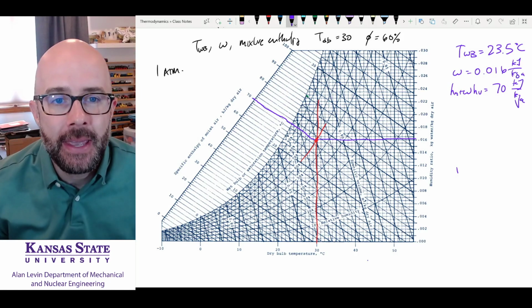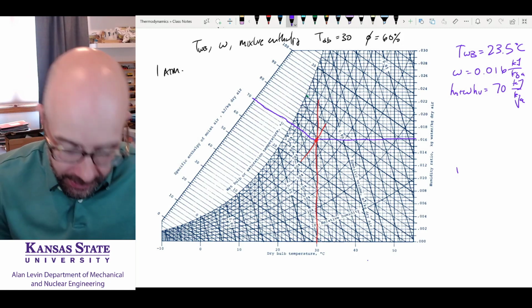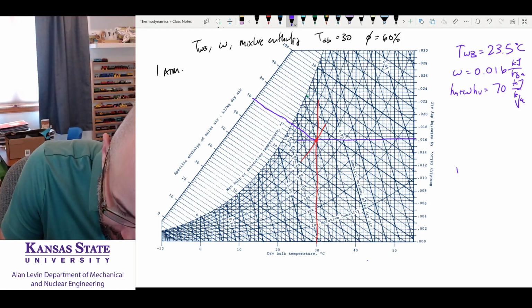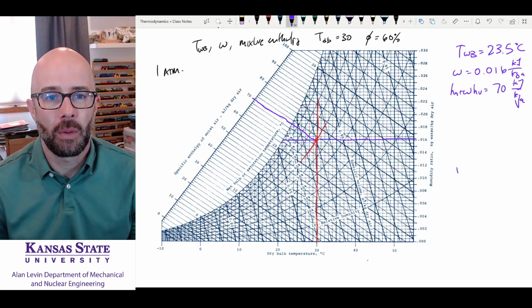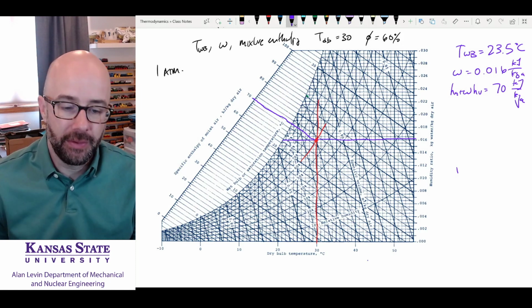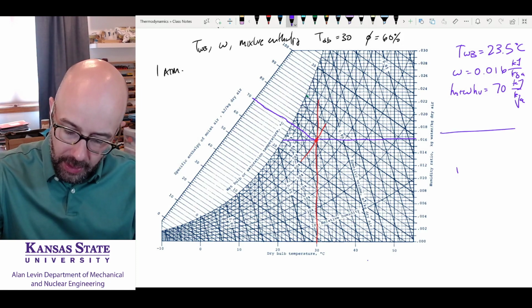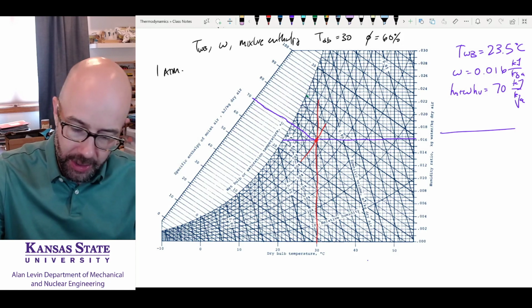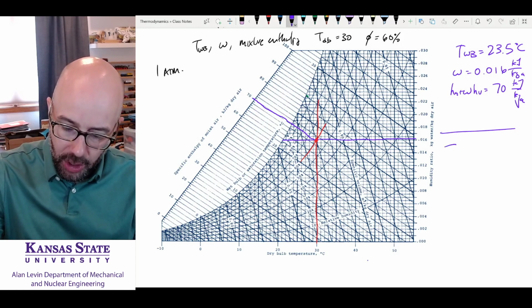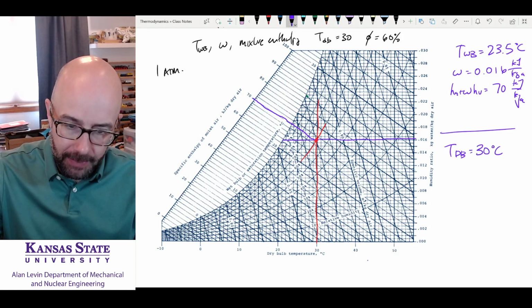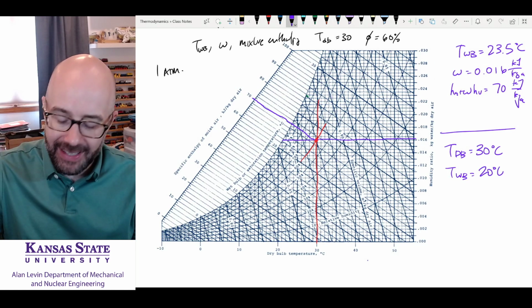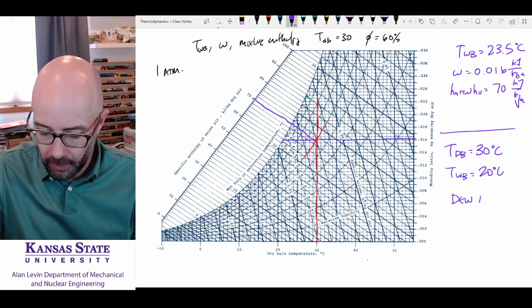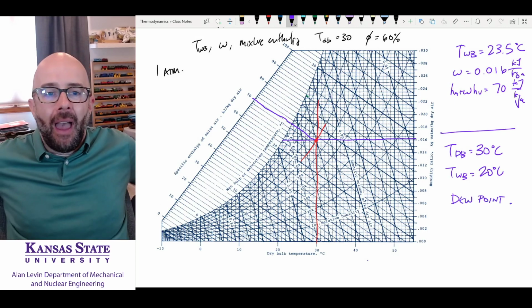Easy peasy. What is the dew point? I just go straight over here to the dew point, which is about 21 degrees Celsius. Here's what I want you to find, and this is for our quiz question today. For a dry bulb temperature equal to 30 degrees and a wet bulb temperature equal to 20 degrees Celsius, what is the dew point? That's going to be your question, and then we will move on.